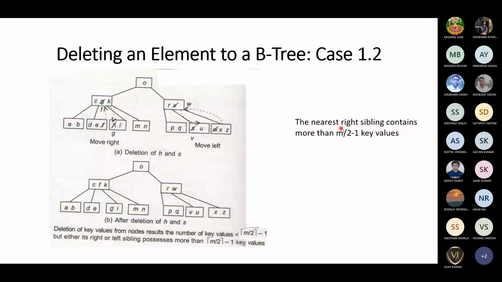If removal of a key leads to the keys being more than m by 2 minus 1, then in that case we have three options. The nearest right sibling contains more than m by 2 minus 1 values, or the nearest left sibling contains more than m by 2 minus 1 values. Neither the nearest left nor the right sibling contains more than m by 2 minus 1 values.